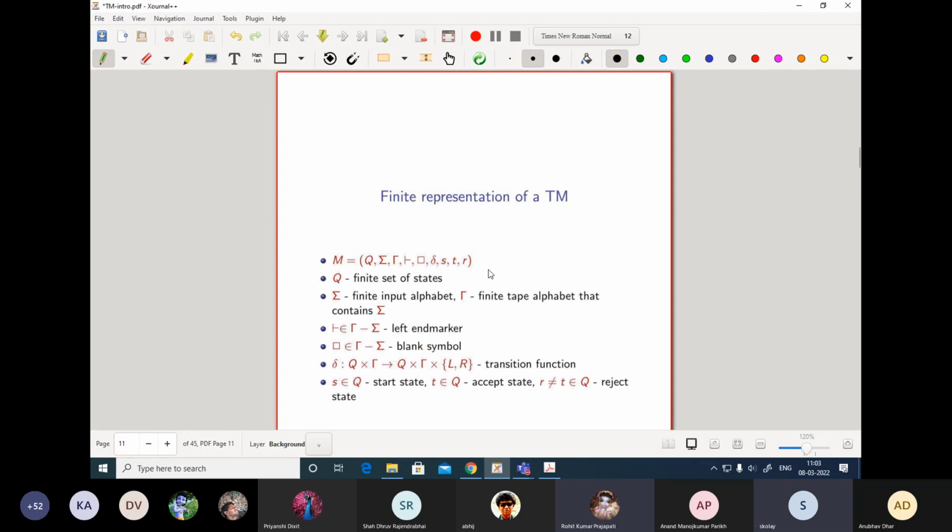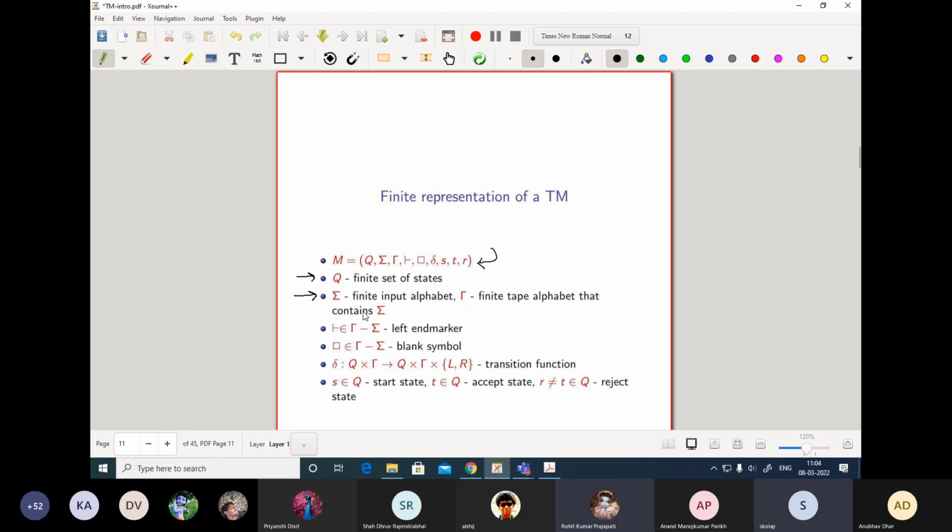Okay, now let's define it mathematically. A Turing machine can be represented by this tuple. So what are the components of this tuple? Q denotes a finite set of states.